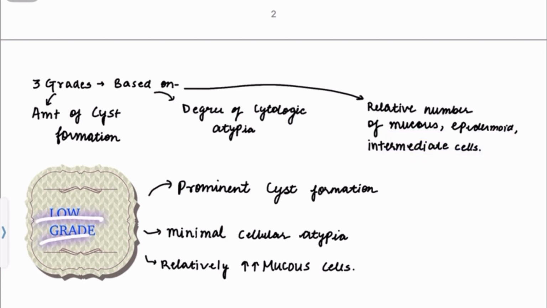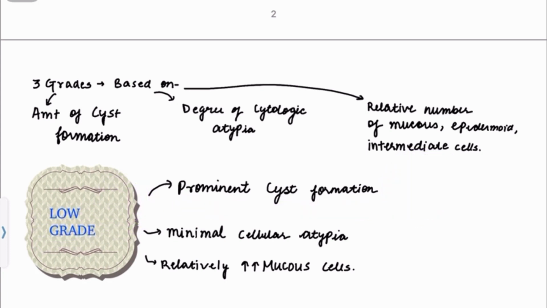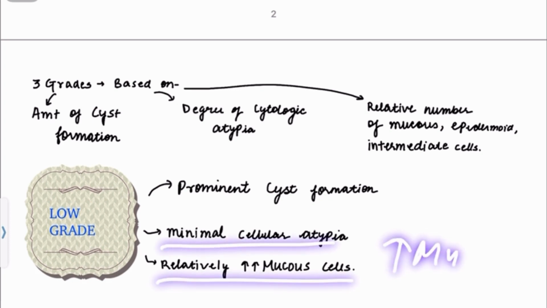So, first let's see the low grade. In low grade, there is more cyst formation. There will be prominent cyst formation because it is low grade. So, there will be less variation than the normal. So, there will be minimal cellular atypia and more number of mucus cells. More mucus cells, less cellular atypia and more prominent cyst formation.